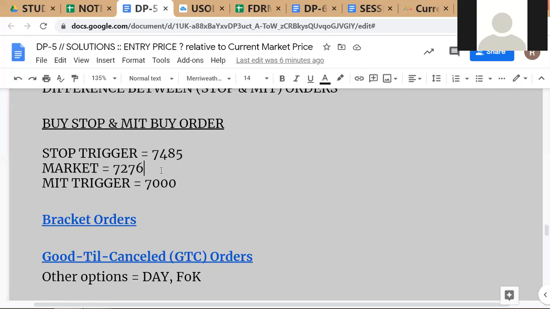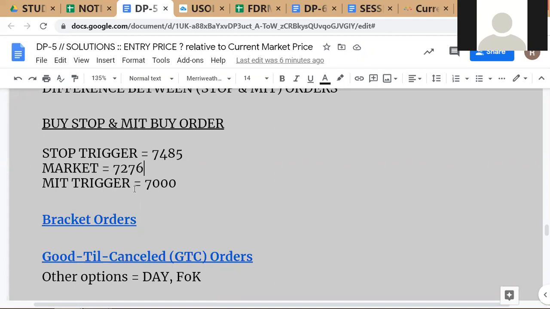So remember what a stop is. It's very easy to remember once you understand the definition of a stop order. A stop order means it will execute the transaction at a price which is not higher, but less favorable than the current market. And we are talking about buy orders here, so higher than the current market is less favorable. So the stop order trigger will be at 74.85, higher than the current market.